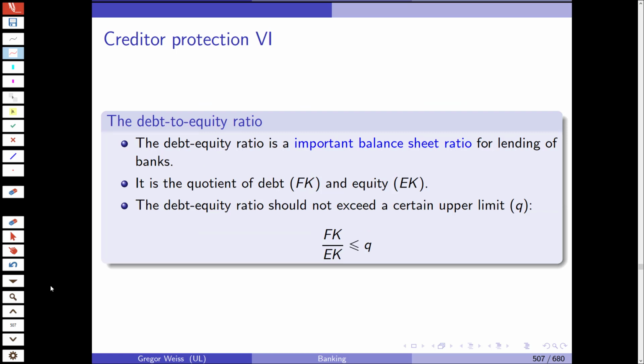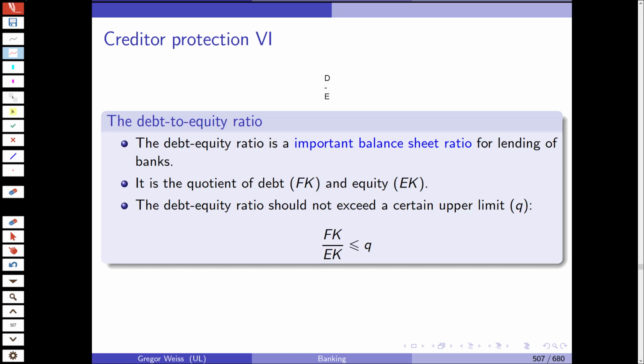First thing we could do is the debt to equity ratio. Now the debt to equity ratio is, as we know, an important balance sheet ratio for lending of banks, and it's simply the quotient of debt and equity. In this case, we've left it in German with the German Fremdkapital and Eigenkapital. You can also just call it debt over equity. So this is the debt to equity ratio. And we could say that the debt to equity ratio should not exceed a certain upper limit, Q.